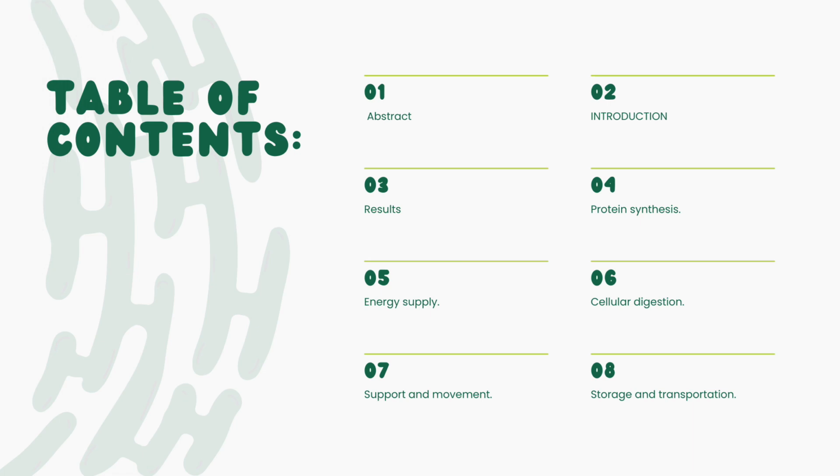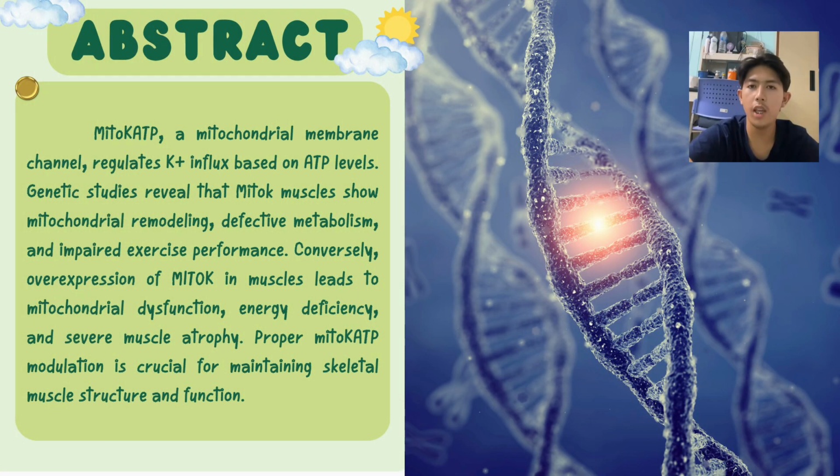This page is the table of contents. Mitochondrial KATP channels are mitochondrial membrane channels that regulate potassium ion flow in response to ATP levels. Genetic studies reveal that mitochondrial KATP-deficient muscle shows mitochondrial remodeling, defective metabolism, and improved exercise performance. Developmentally, overexpression in muscle leads to mitochondrial dysfunction and severe muscle atrophy.